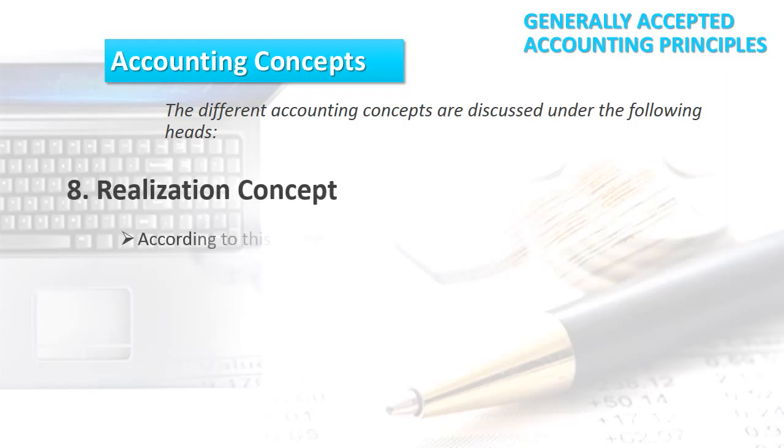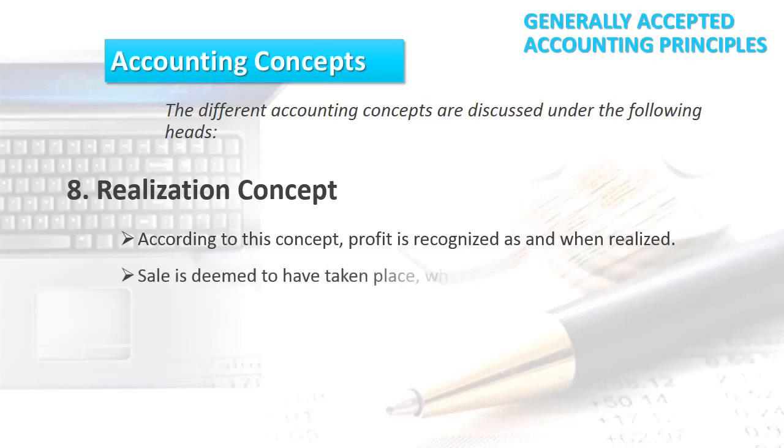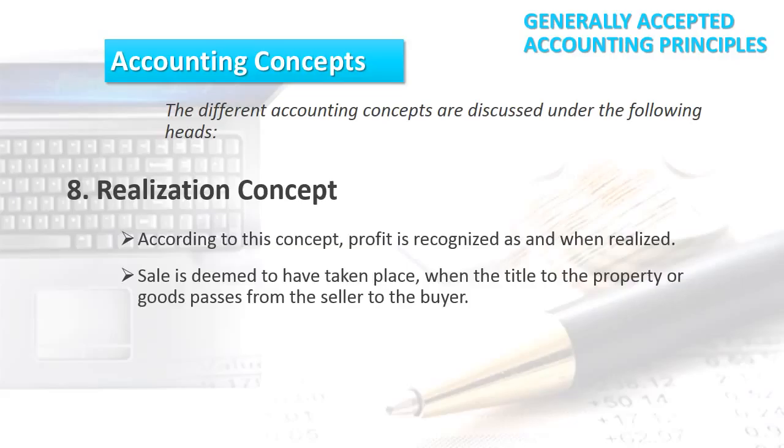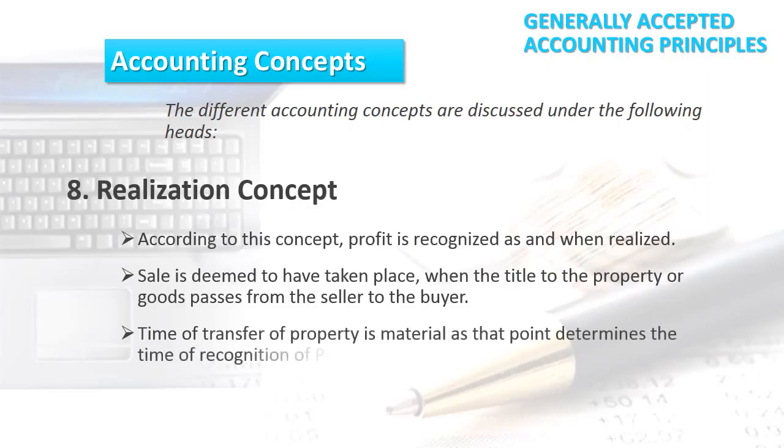Realization concept. According to this concept, profit is recognized as and when realized. Now, the important issue is what the actual point of sale is and when profit is deemed to have accrued. Sale is deemed to have taken place when the title to the property or goods passes from the seller to the buyer. Time of transfer of property is material as that point determines the time of recognition of profit.